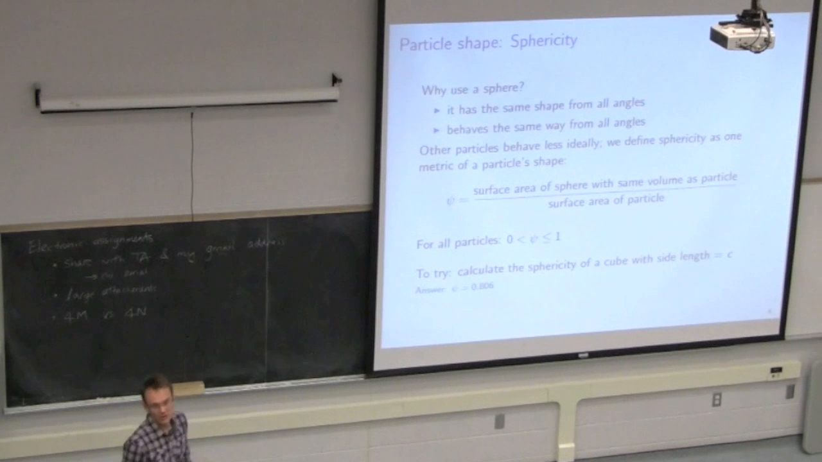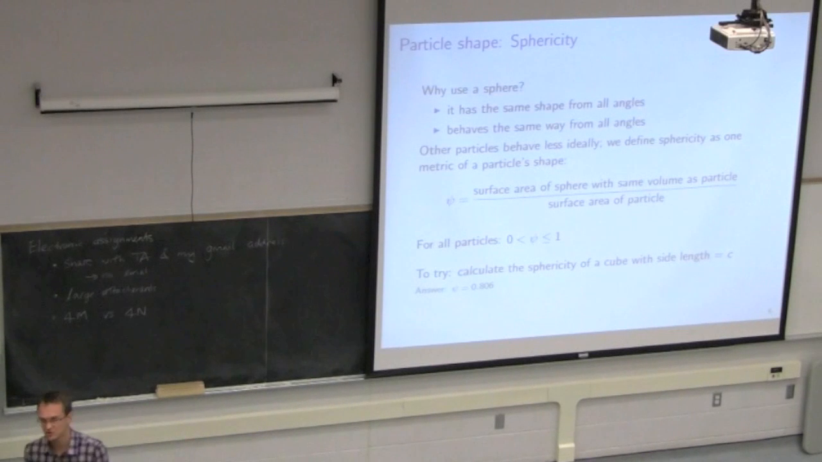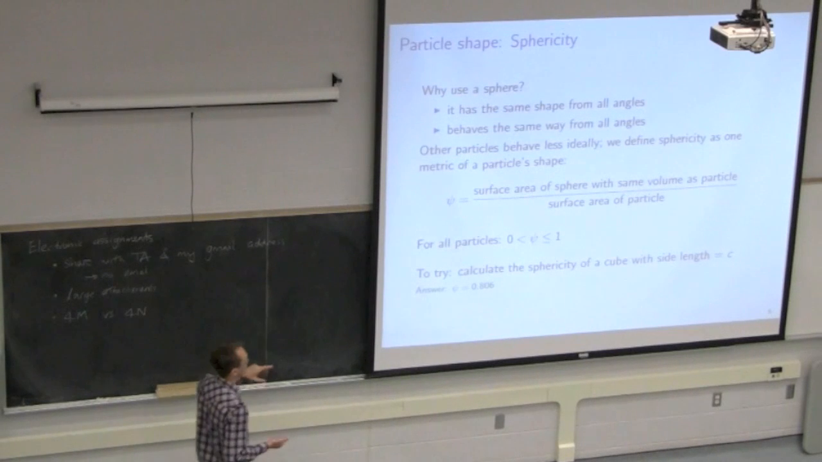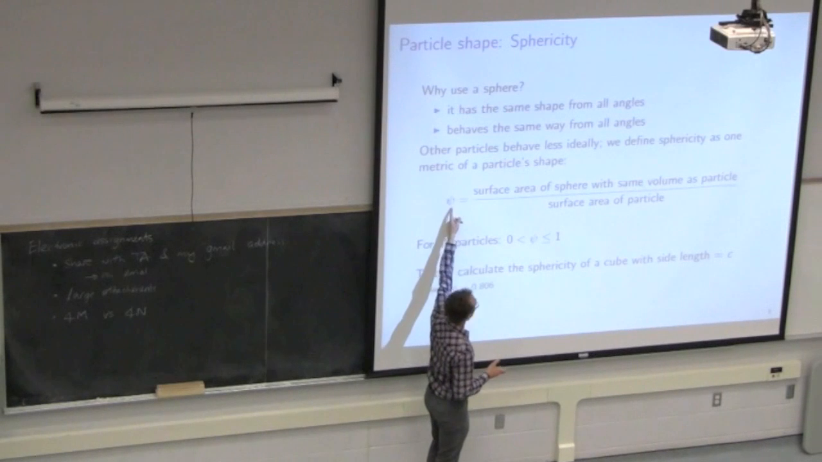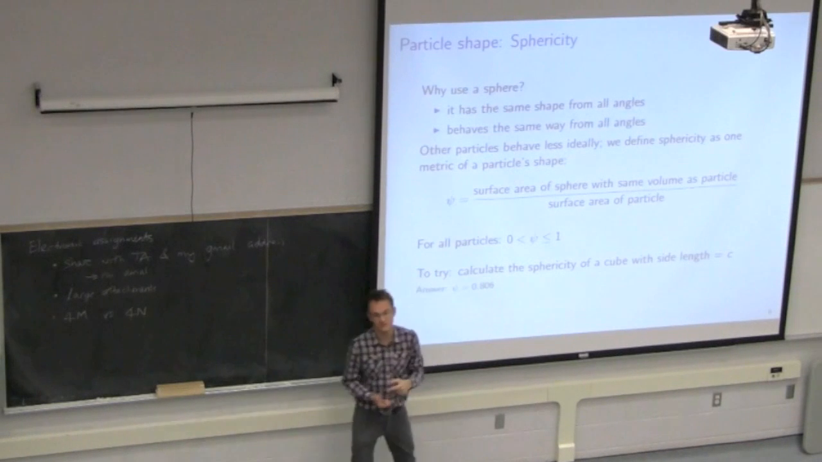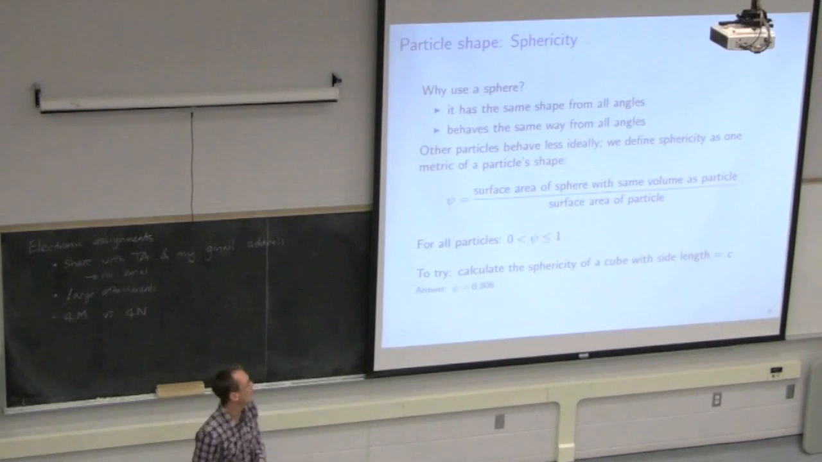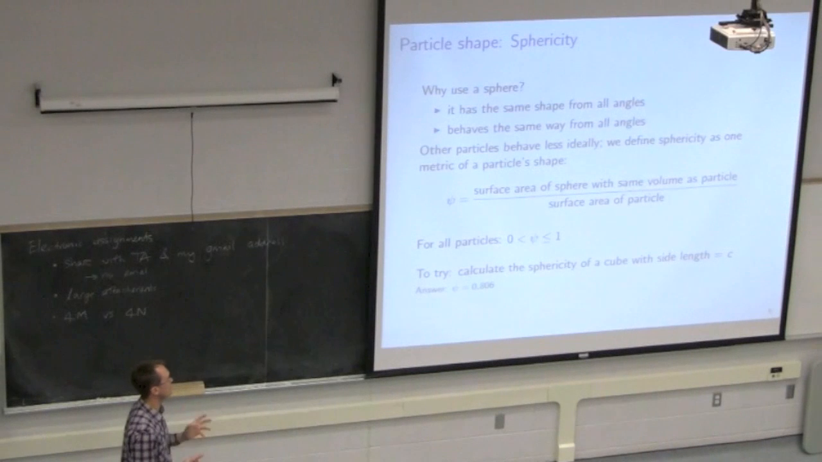So we like spheres for that reason. Every other particle we encounter, so glass, sugar, sand, these irregularly shaped particles, will behave in a different manner from this ideal spherical particle. So we like to try to gauge a particle's behavior in terms of how closely it approximates a sphere. One way to do that is with this number called the sphericity psi, which is a value between 0 and 1.